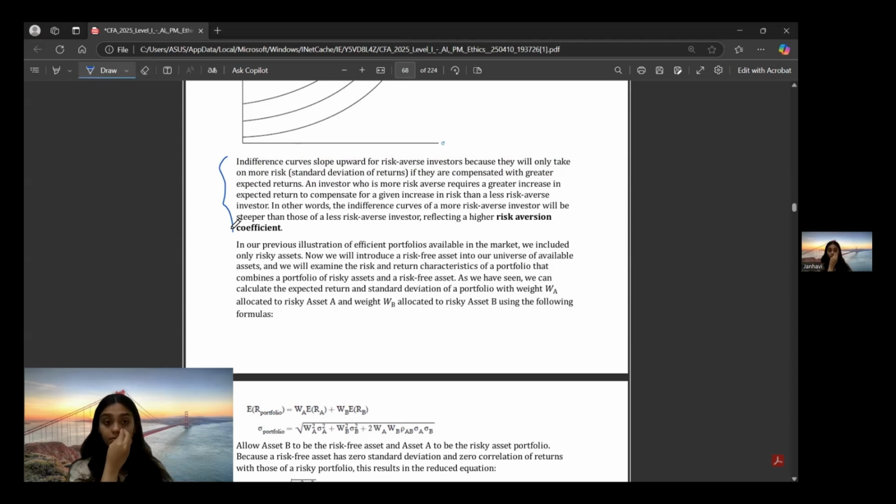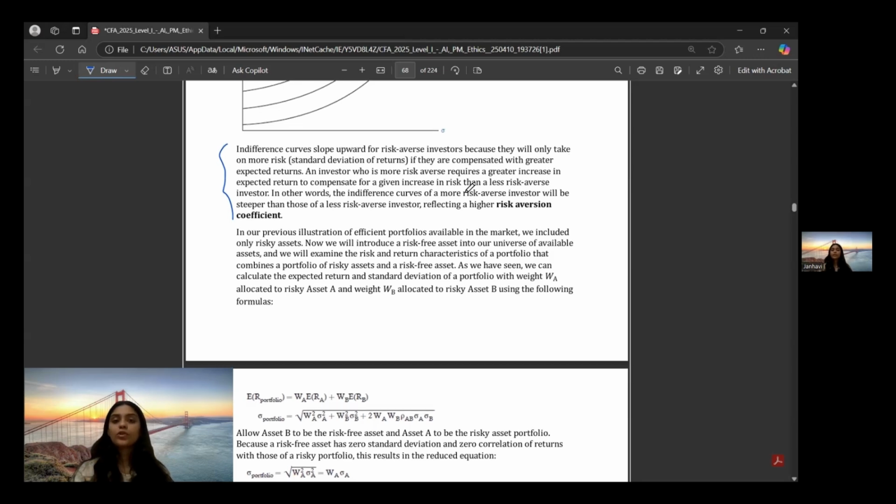Okay, so indifference curves slope upwards for risk-averse investors because they will take on more risk if they are compensated with greater expected returns. So if anyone is a risk-averse investor, they will take on more risk only and only if they are compensated with more returns. An investor who is more risk averse requires a greater increase in expected returns to compensate for the given increase in risk.